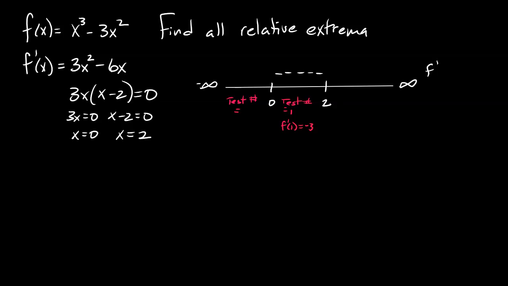What number would you test from negative infinity to zero? What's an easy number? That's exactly what I would go with. So you guys can test any number in there. My obvious recommendation is to pick the easiest number that you could probably do in your head. So 3 times negative 1 squared is 3. And then it's actually going to be plus 6. So we get 9. And that means every slope in this section is positive.